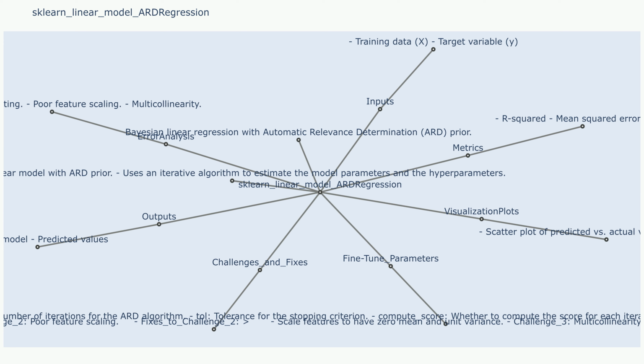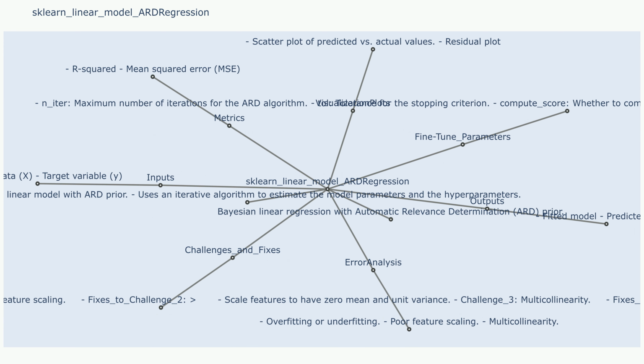ARD assumes a prior distribution over the weights of the linear model, encouraging small weights for irrelevant features and effectively shrinking them towards zero. This leads to a sparse model, effectively performing feature selection.